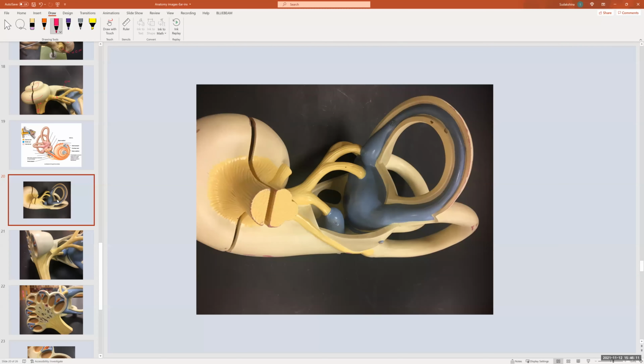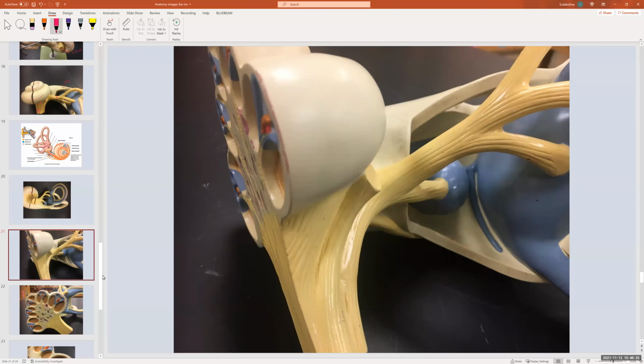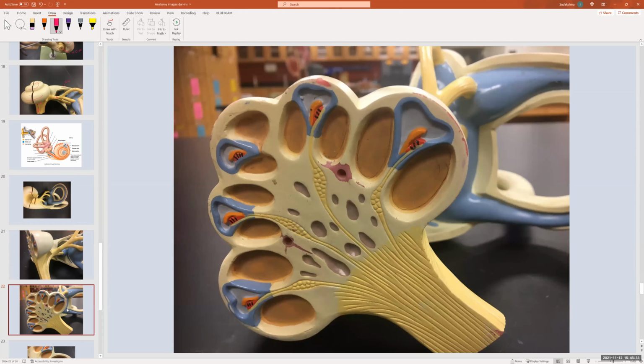Once again, we are looking at the vestibulocochlear nerve here. So make sure you identify the different parts from different angles. Now, notice how there's a section. We are looking at the cut section right here. Let's flip this and look at it. This is what we're looking at. This is the cochlear nerve.